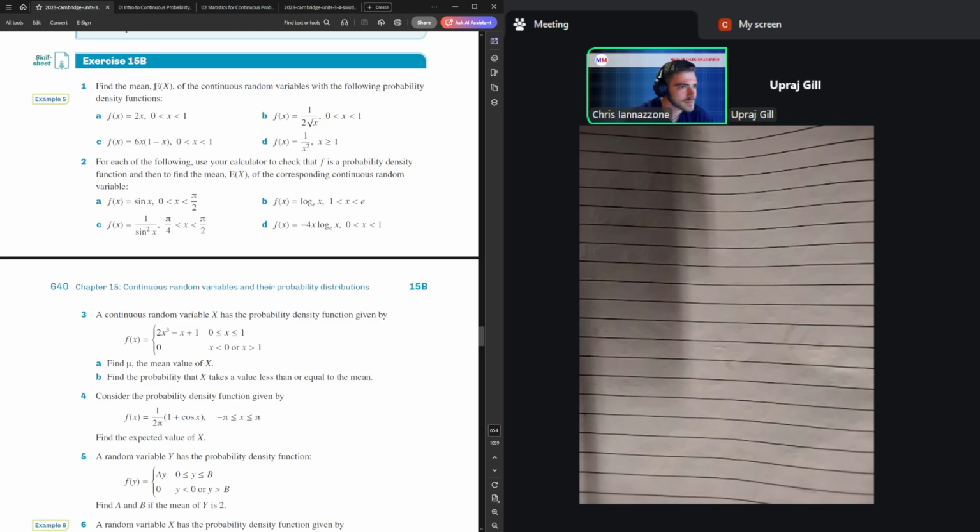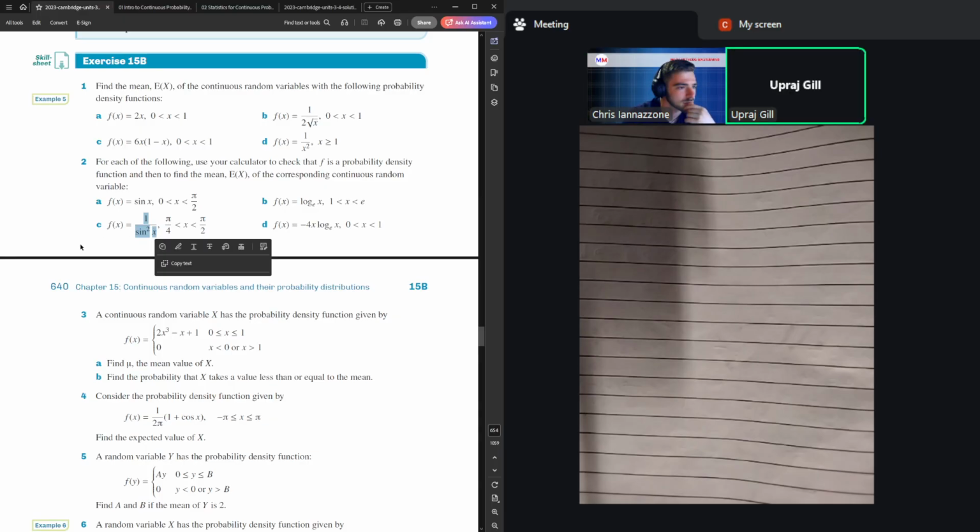Basics of finding the mean, so E of x. Yeah, take your pick. Anything from question 1, even question 2. Always do 2C. Looks pretty involved. Yeah, it's calculator though. It is, yeah, it is calculator. This isn't going to appear on your formula sheet. Use a calculator, check that F is a probability density function.